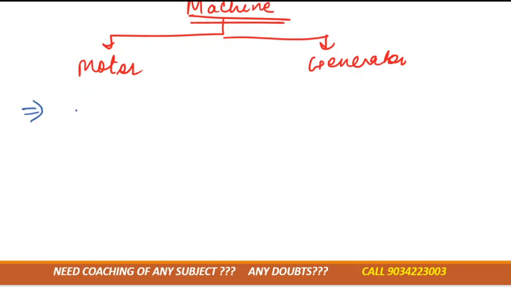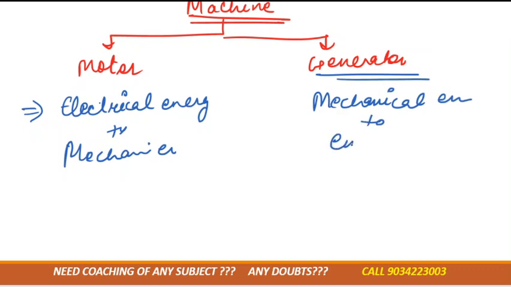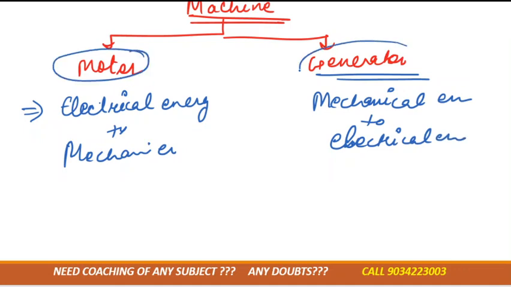Like a washing machine motor: you are giving electrical energy to the motor and getting mechanical energy from it, right? Similarly, the generator converts which energy to which energy? We give mechanical energy and we get electrical energy, right? So we'll study both the motor and generator in detail, and how they work.